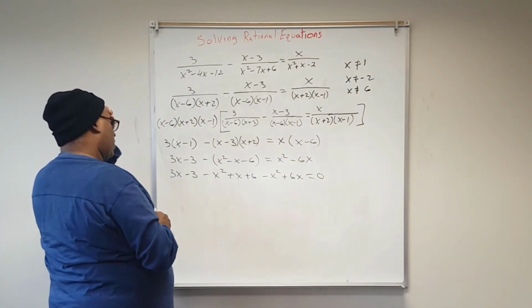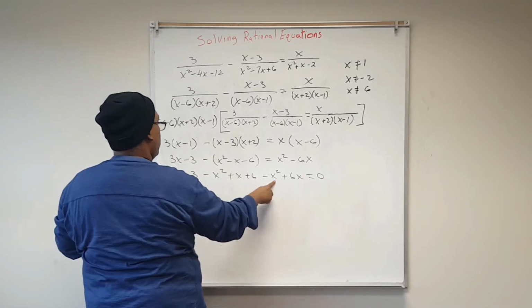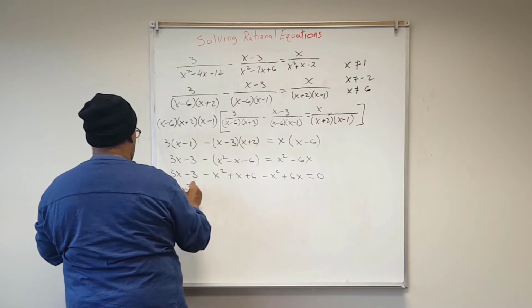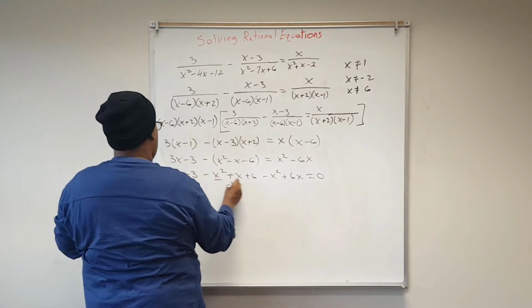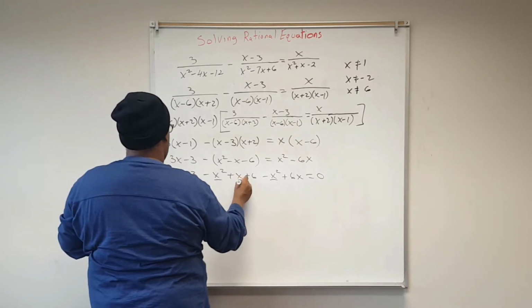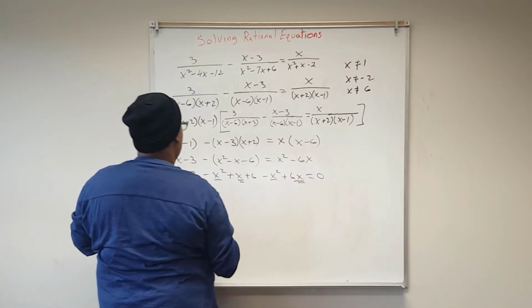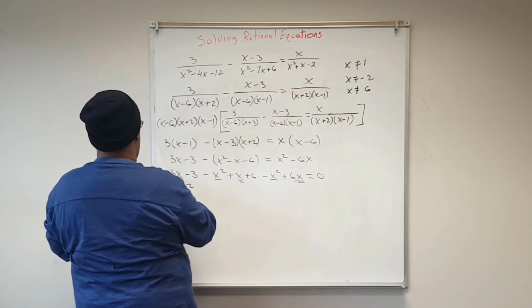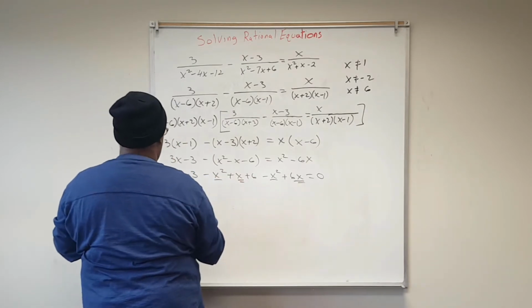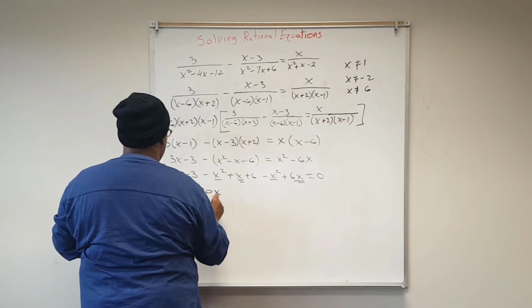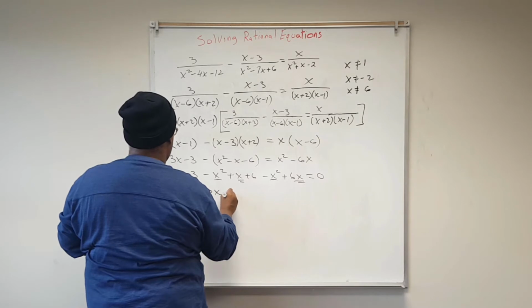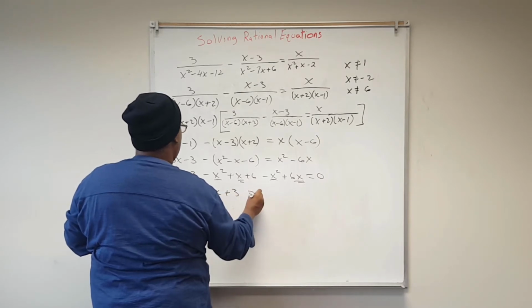Combining like terms, minus x squared gives you a negative 2x squared. This one, this one, and this one will give us 10x. Minus 3 plus 6 is just plus 3 equals 0.